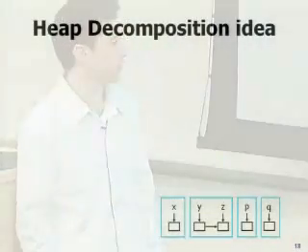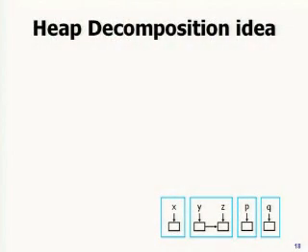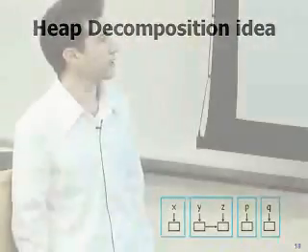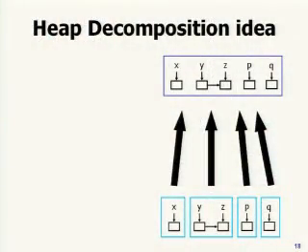Now let's take another full heap and decompose it. We get these 4 subheaps. And then what do they represent? Exactly the heap that we started with. So again, there's no loss of information.